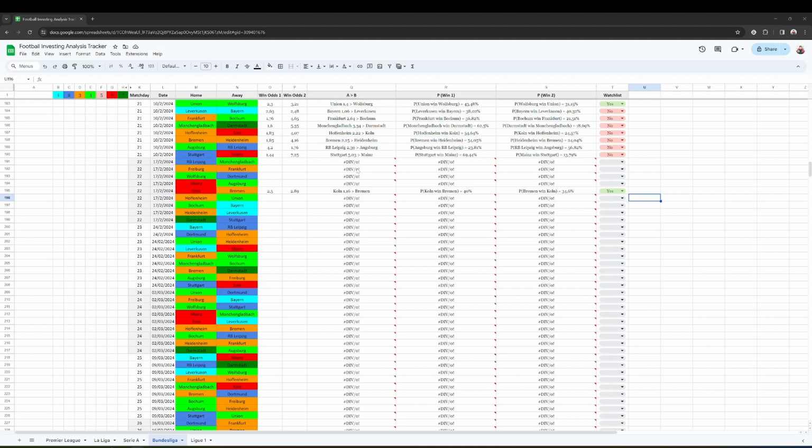Darmstadt against Stuttgart is the next one, and this one is, I think, something pretty fair. 1.45 for Stuttgart. It's okay. Heidenheim against Leverkusen. 8.37 Heidenheim, I should have said Leverkusen. 1.34 for Leverkusen. Okay. Yeah, I'm not gonna go against Leverkusen.